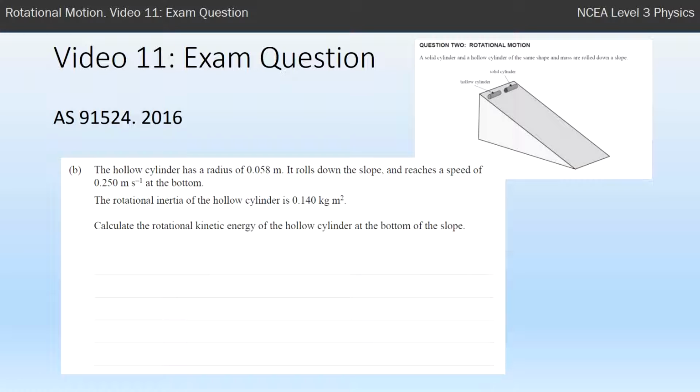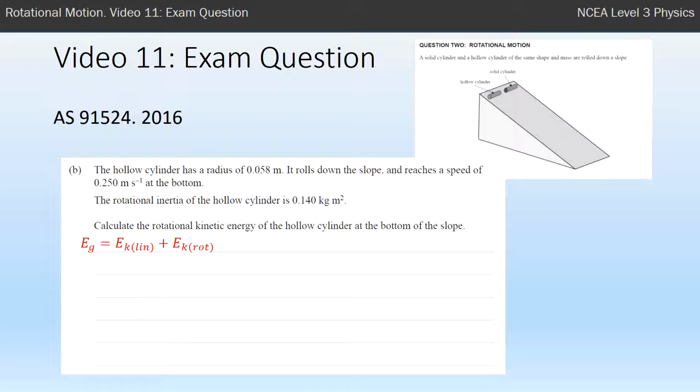Part B says the hollow cylinder has a radius given. It rolls down the slope and reaches a speed of 0.25. The rotational inertia is given. Calculate the rotational kinetic energy. So the key there is the kinetic energy of the hollow cylinder at the bottom of the slope. And again, this is video 8, because this is about rotational energy. So here is my thinking on this problem.